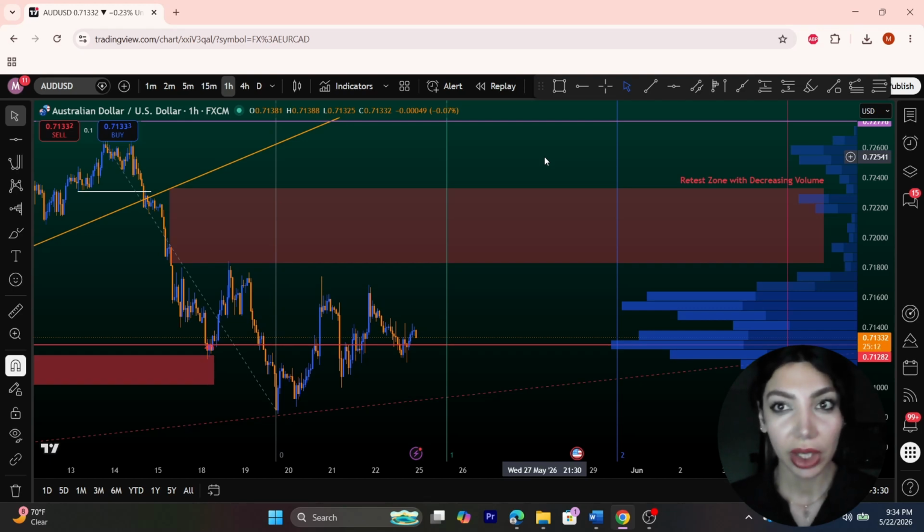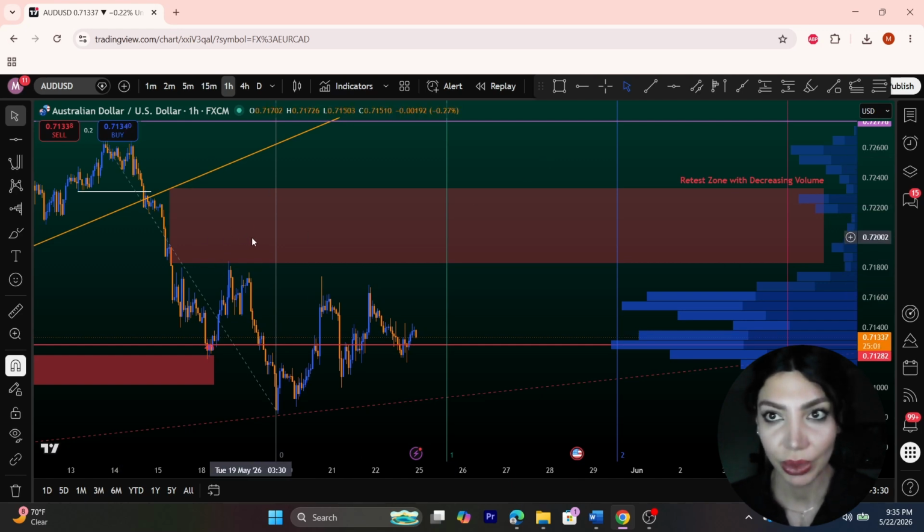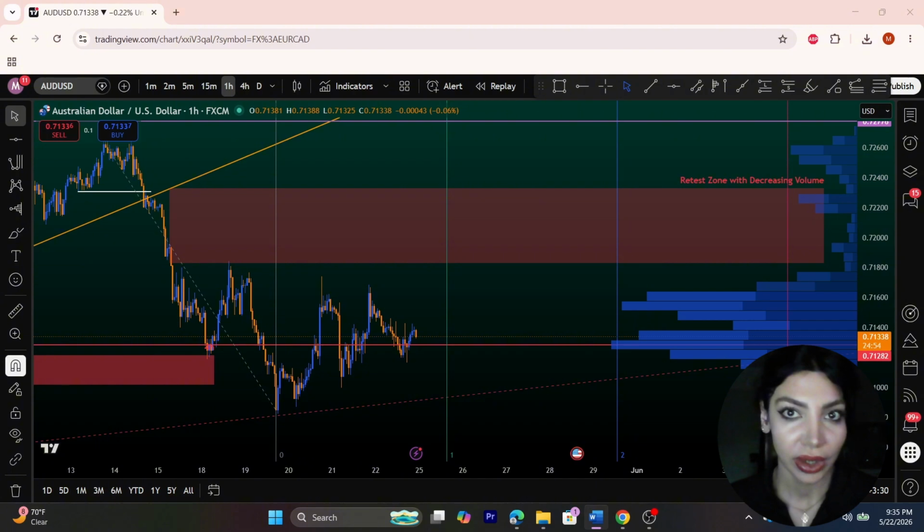This is exactly where volume price analysis became the deciding factor. As AUDUSD moved back up into the sell zone, which was here, buying volume started to decline, as you can see here. That's a critical sign, because if this move was truly driven by strong bullish institutional interest, we would expect to see expanding volume supporting the move to higher levels at least.